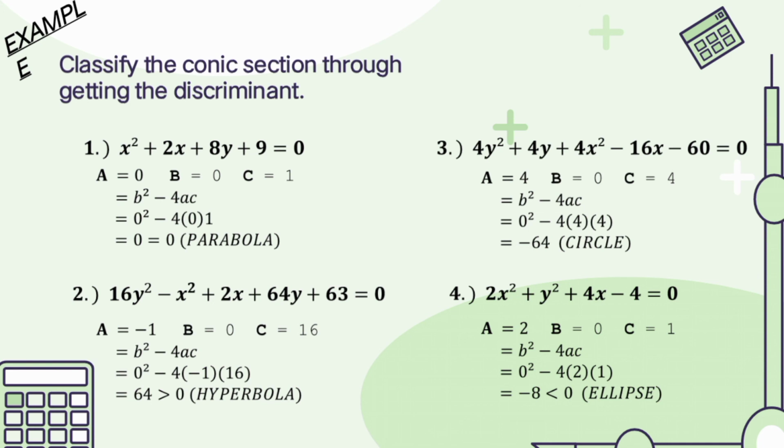So that is how we identify the conic given the equation. What we need to do is memorize the discriminant formula, B squared minus 4AC, then familiarize the value of D: if D is greater than 0, less than 0, and so on and so forth.